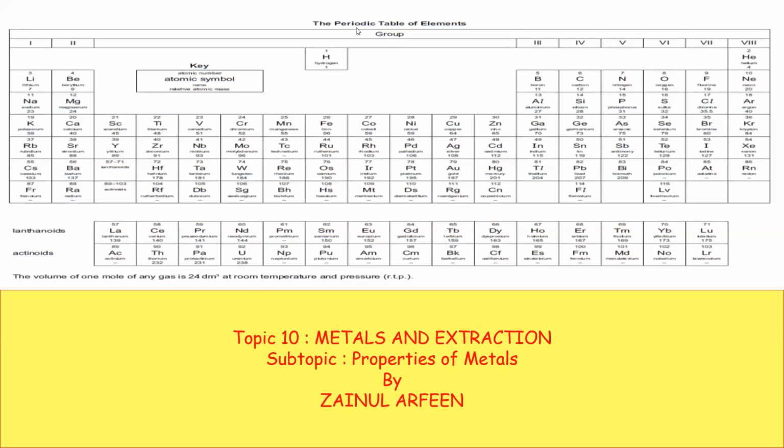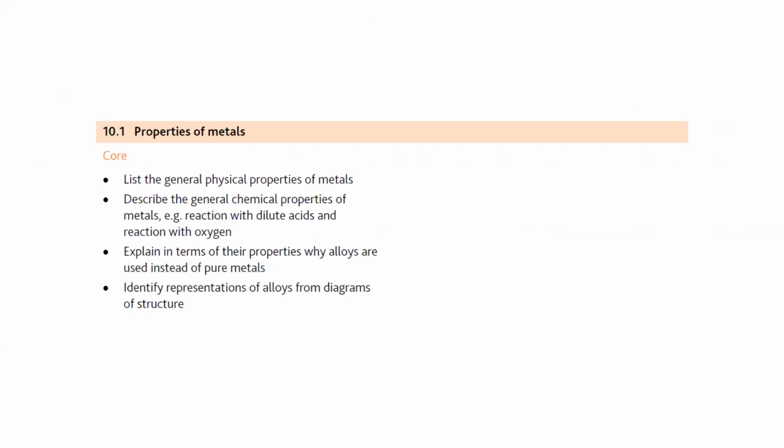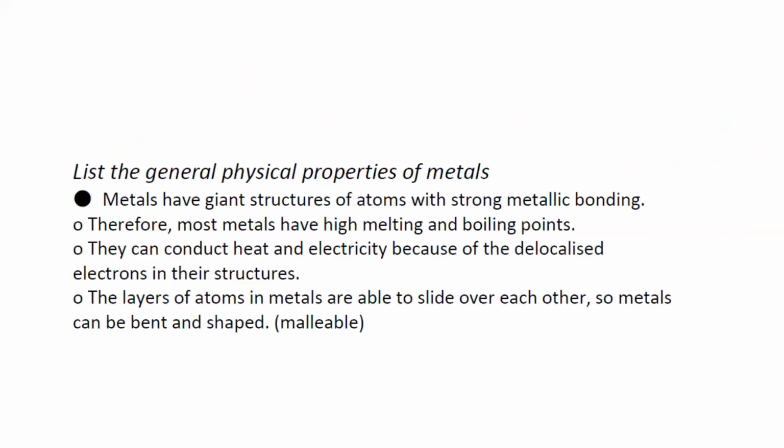So chapter 10, which is about the metals and extraction. The subtopic first we'll start with is the properties of the metal. So these are the learning objectives, the general physical properties of the metal. Metals have a giant lattice structure of positive ions and free or delocalized electrons.